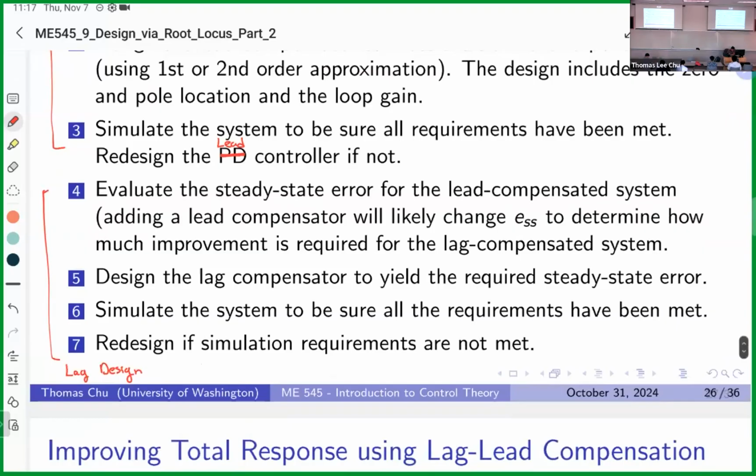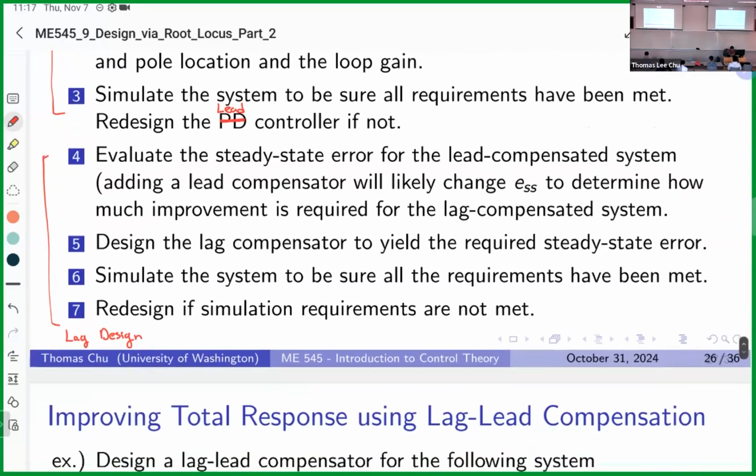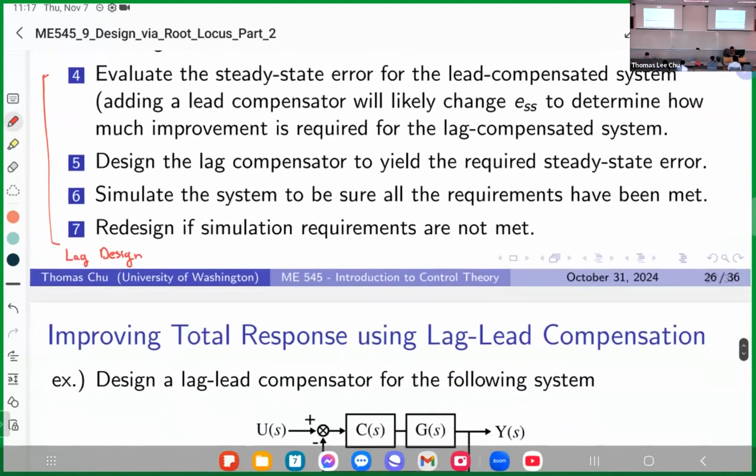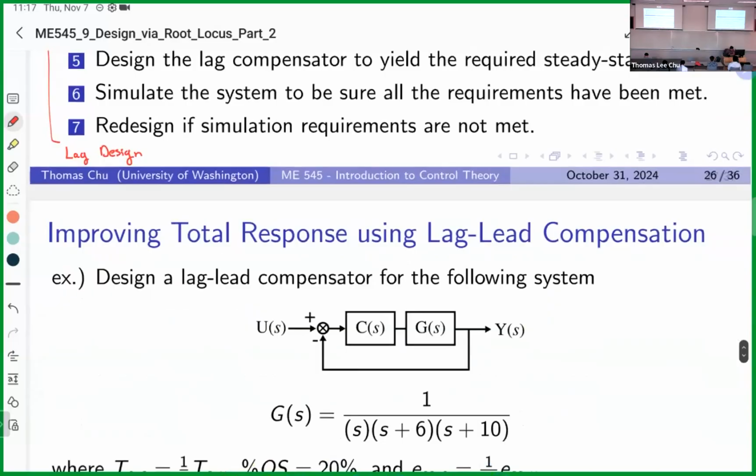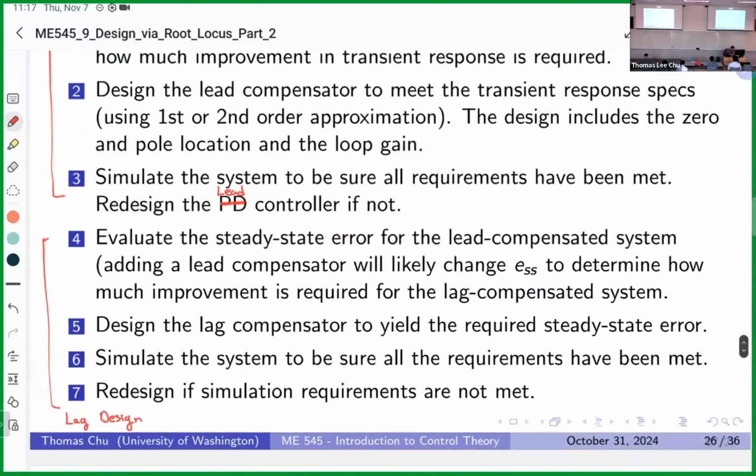So with this one, it is more steps because now we have to consider steady state error and how much to reduce the steady state error. So then when we choose our poles and zeros for the lag compensator, we do have to be strategic there.